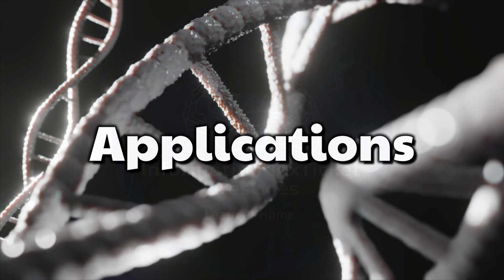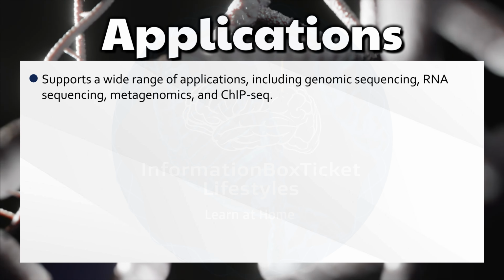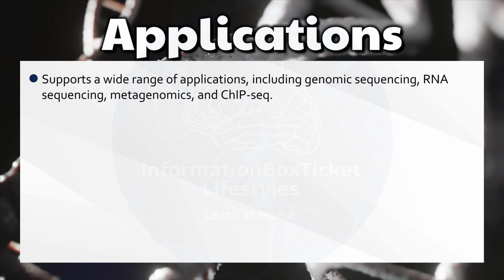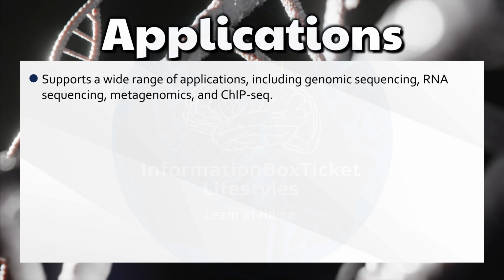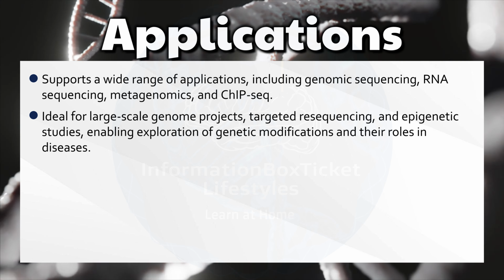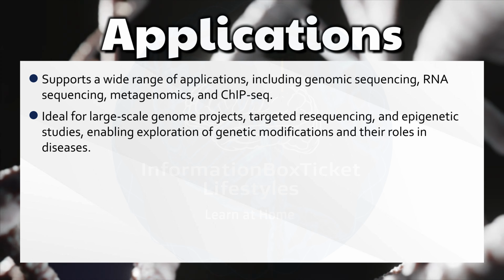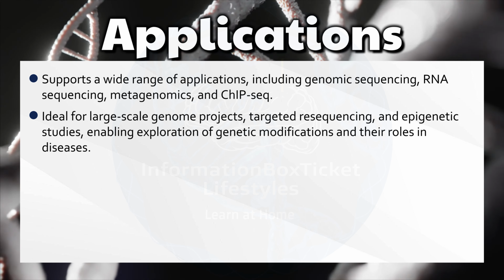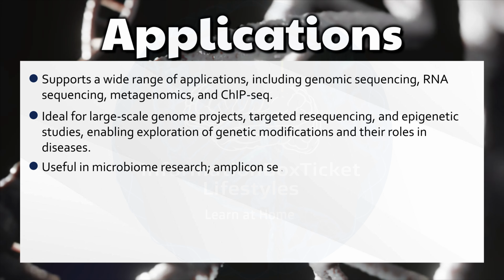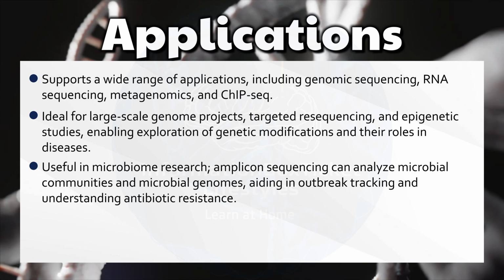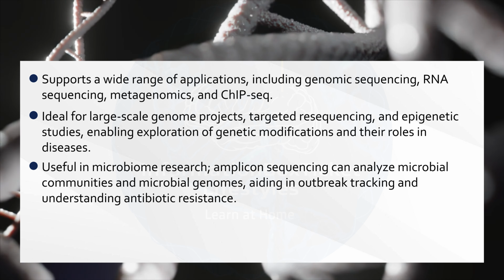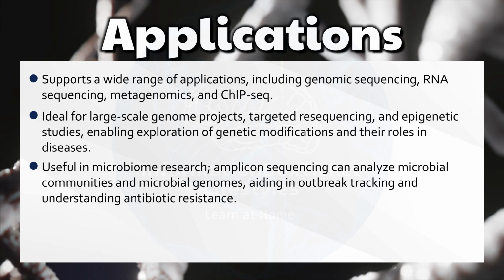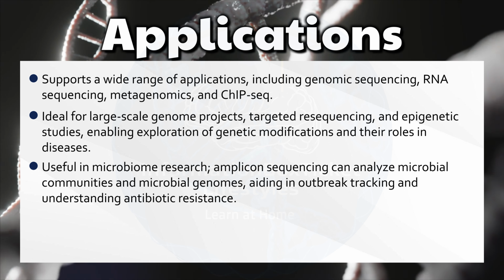Applications of Illumina sequencing. Supports a wide range of applications, including genomic sequencing, RNA sequencing, metagenomics, and ChIP-seq. Ideal for large-scale genome projects, targeted resequencing, and epigenetic studies, enabling exploration of genetic modifications and their roles in diseases. Useful in microbiome research. Amplicon sequencing can analyze microbial communities and microbial genomes, aiding in outbreak tracking and understanding antibiotic resistance.